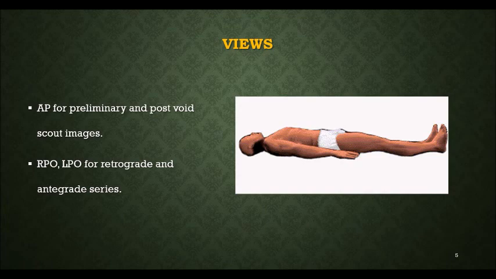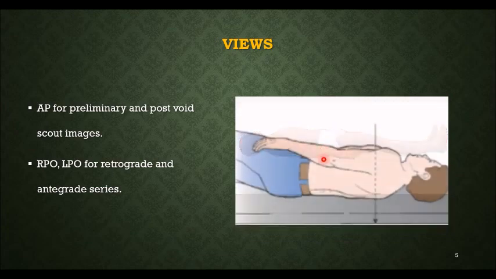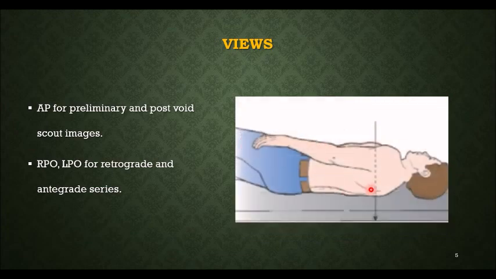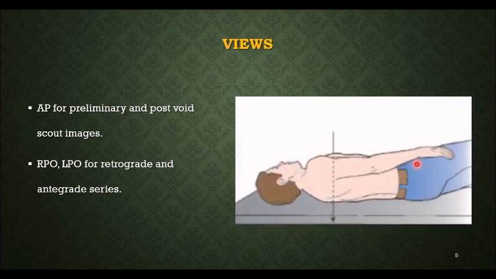So we have many views which can be used. We have AP for preliminary and post-void scout images. This patient is in a supine position, and it is for a preliminary and post-void scout image. And here we have right posterior oblique and left posterior oblique, which are recommended for retrograde and antegrade series.